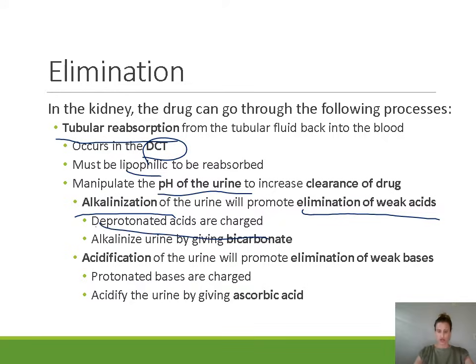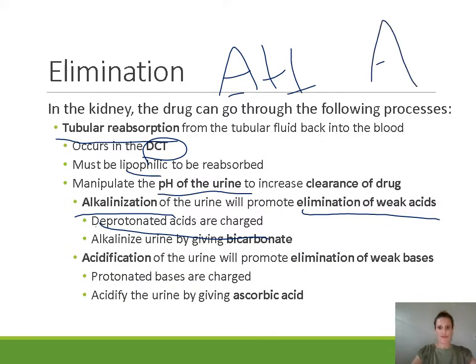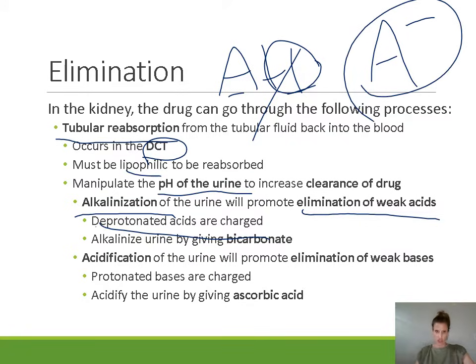Deprotonated acids are charged. Remember, you can have AH with no charge. That's the acid with its proton, its hydrogen. Or we can have just the acid and it's charged. It's an anion. So if we make the urine more alkaline, we are going to deprotonate this acid, and the acid is going to be charged, which means it's not going to cross membranes, so it's not going to be reabsorbed. This means that the acid will stay in the urine so we can get rid of it.